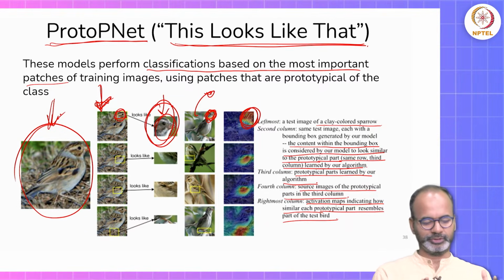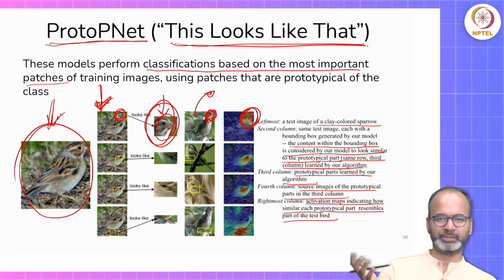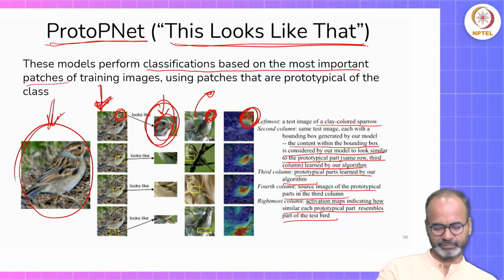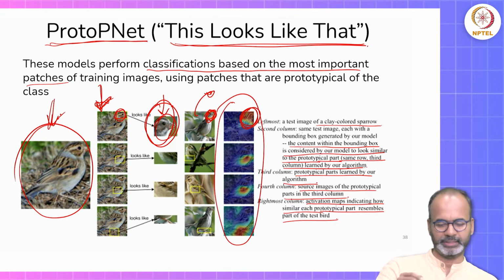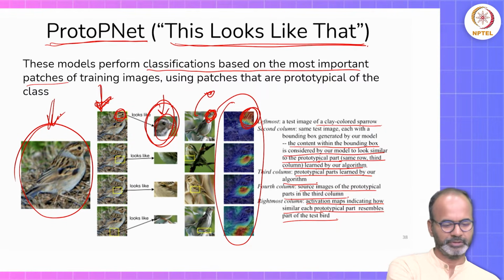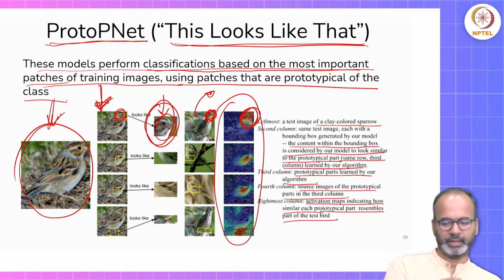So you take the image that you want to classify and break that image into different bounding boxes, take different parts of the image and compare them with the prototypical images that you have, and get a sense of which part of the image is helping us to make the decision on what bird it is classifying. That's what the task is. So these models perform classification based on the most important patches of the training image, using patches that are prototypical of the class.